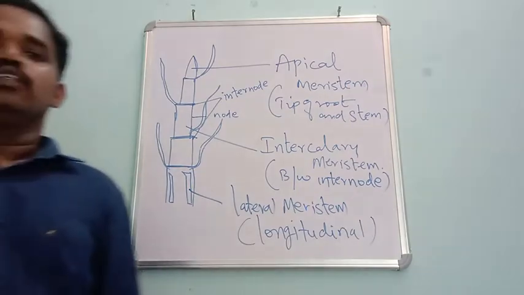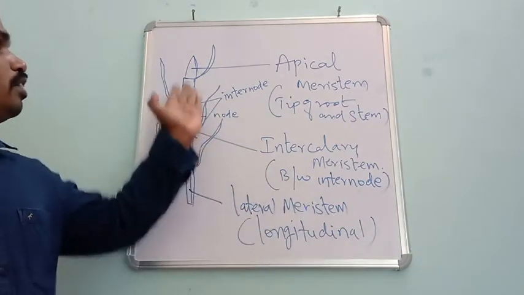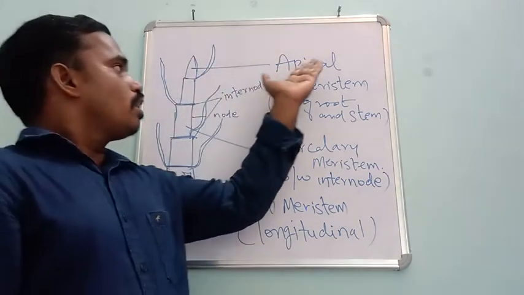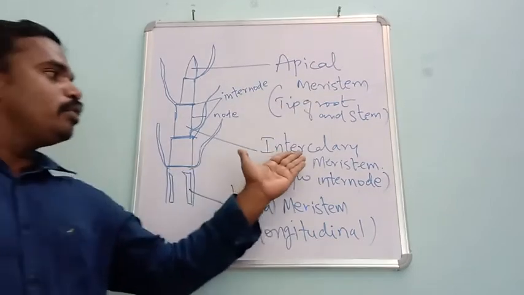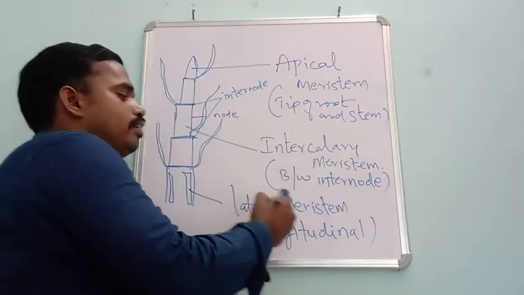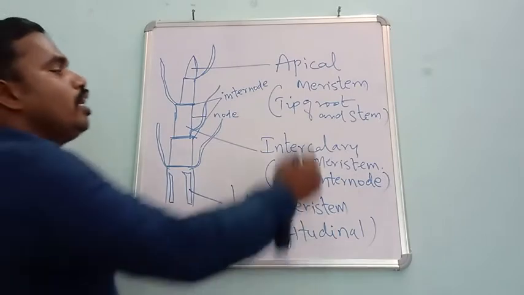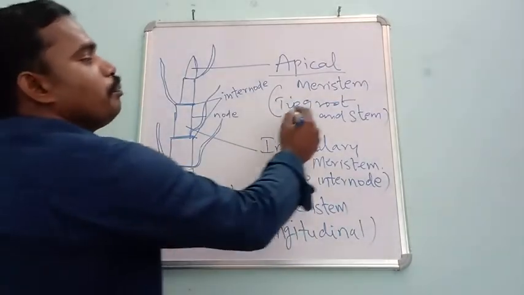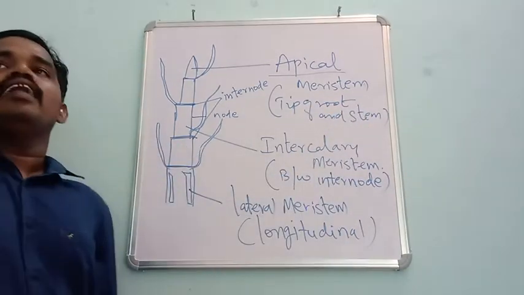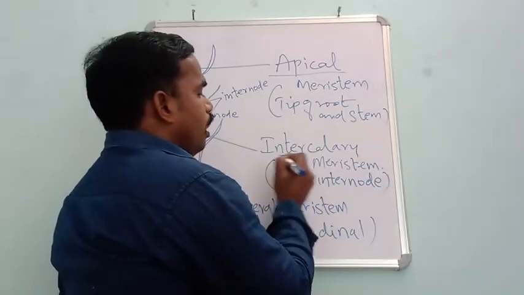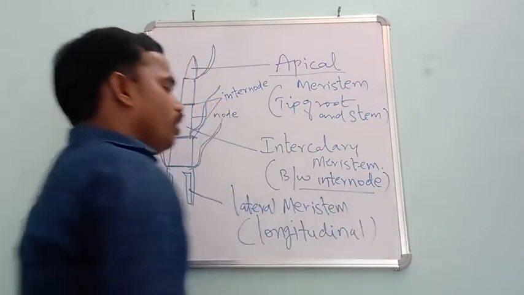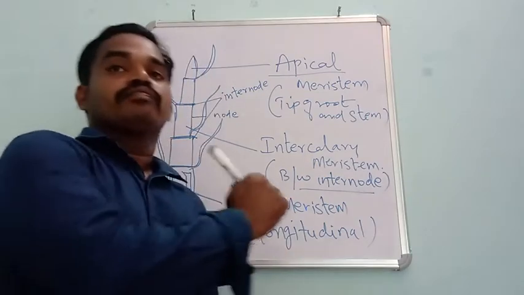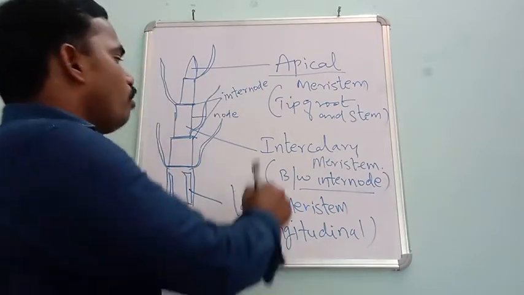Okay, fine. So we have seen this diagram. Meristematic tissues are classified based on their position. Number 1 is an apical meristem. Number 2 is an intercalary meristem. Number 3 is a lateral meristem. Where do we identify the apical meristem? Apical meristems are found at the tip of the root and stem. Intercalary meristems are found in between the internodes. Lateral meristems are identified at the longitudinal axis of the plant.